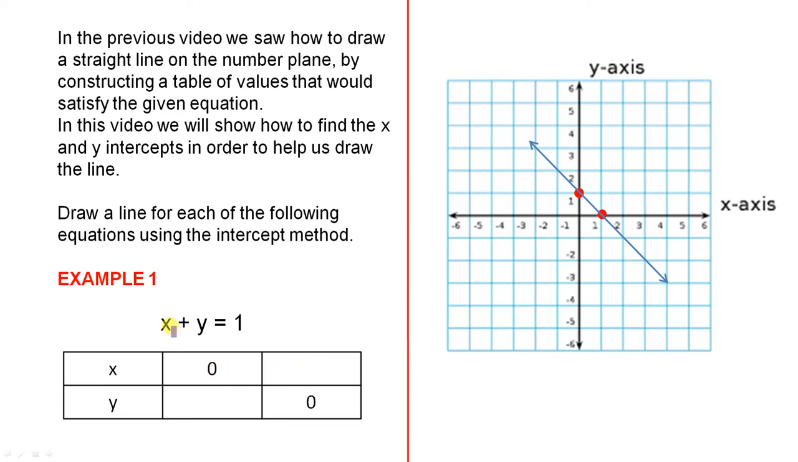So when x equals 0, y must equal 1. And when y equals 0, x must equal 1. So we have the points 0, 1 and 1, 0. So there's 0, 1, there is 1, 0. We join the 2 points and that gives us the line. And we can see where the line intersects both the x-axis and the y-axis.